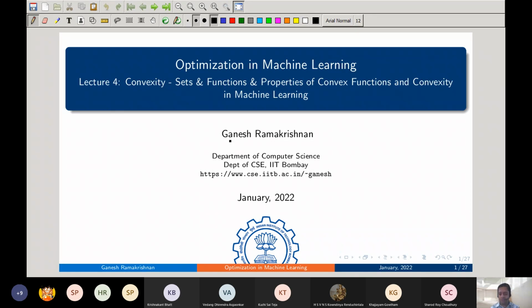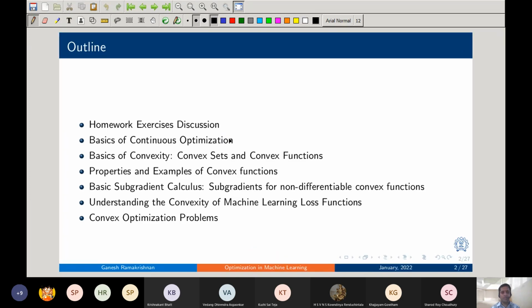Having introduced a whole bunch of optimization problems, varieties have also been formulated. We also gave a basic introduction to gradients, etc. What we'll do today is discuss some homework exercises which had to do with gradients and Hessians, and then move on to convex sets and convex functions, which are very critical building blocks for continuous optimization.